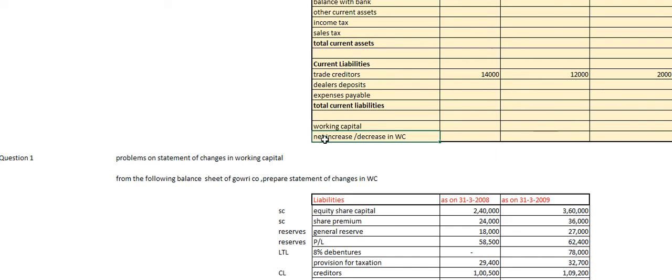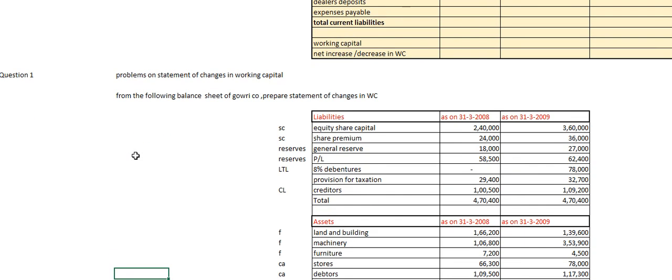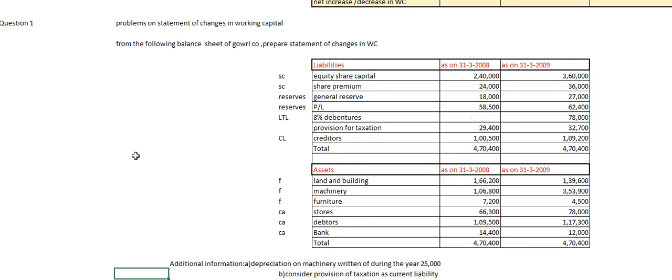Why is it shown as sources of funds? Because the funds were not required for your working capital requirements when there is a decrease. When there is an increase, you're showing it as application because you need extra funds for your working capital requirements. Let's move on to the first problem. Your first problem on statement of changes in working capital.